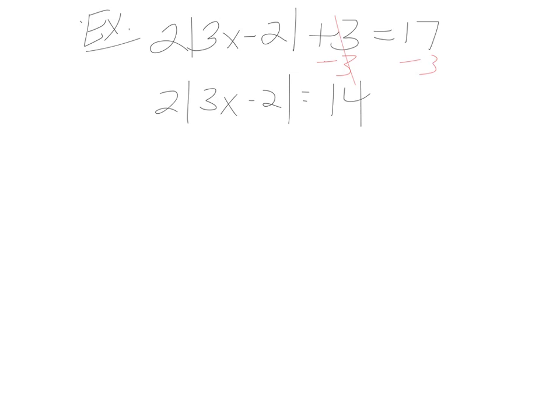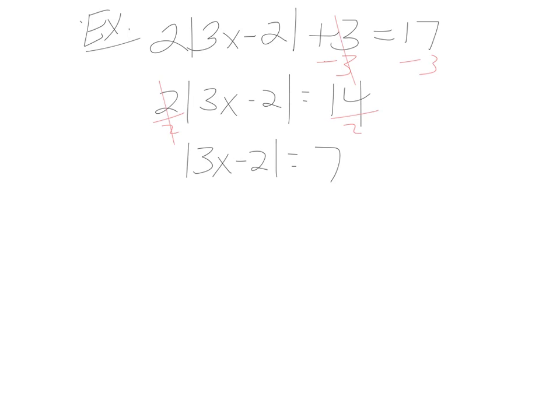You cannot distribute the 2 in front of the absolute value. You cannot distribute into those bars. I need to get rid of the 2. It's right up against the absolute value, which means multiply. And to get rid of multiply, we divide. The absolute value of 3x minus 2 equals 7.